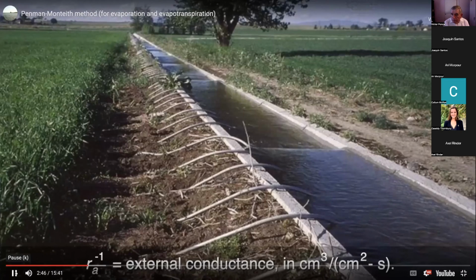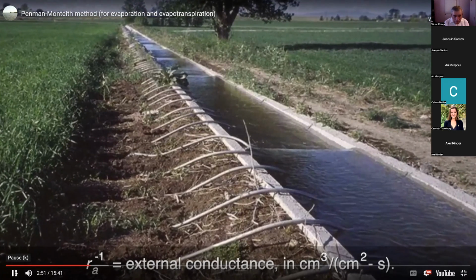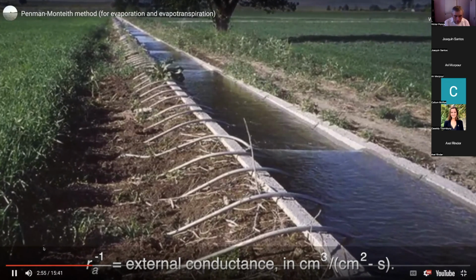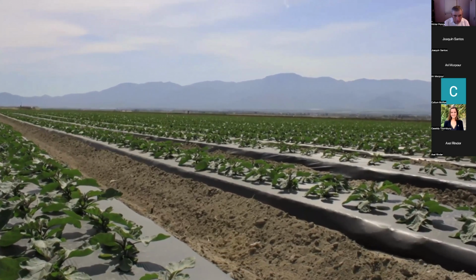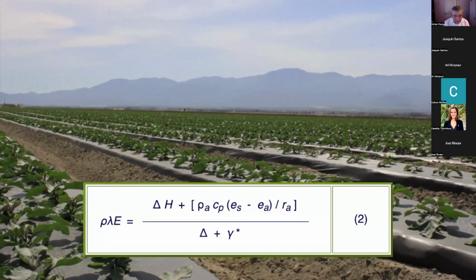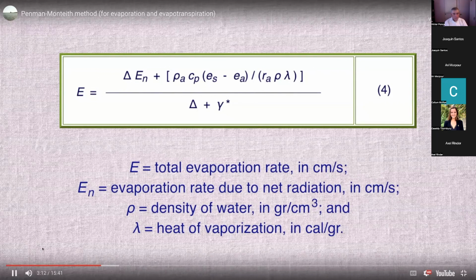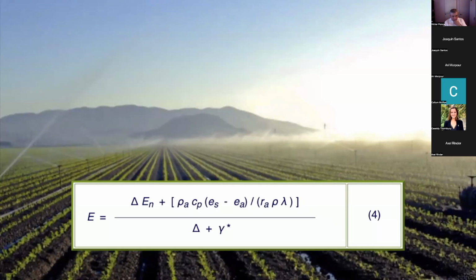The quantity R sub A to the minus 1 is the external conductance in cubic centimeters of air per square centimeter of surface per second. In evaporation rate units, equation 2 is expressed as follows. Equation 4 is the Penman-Monteith model of evaporation.